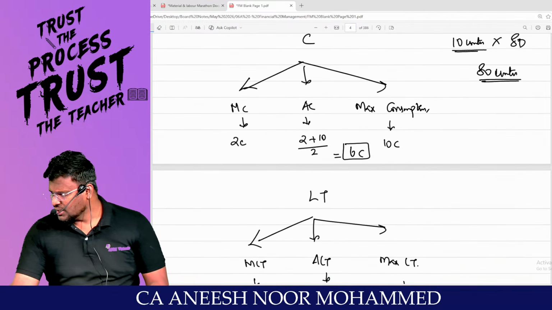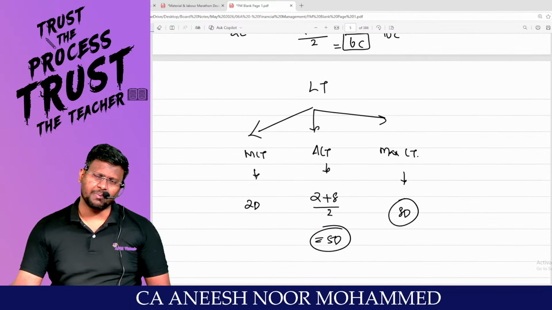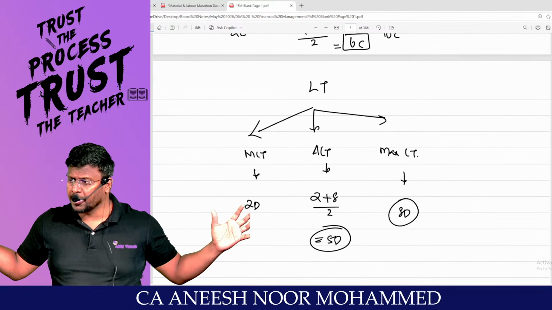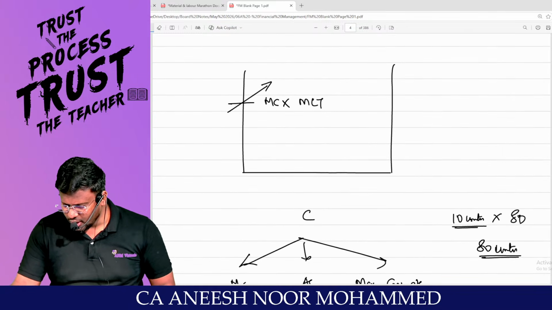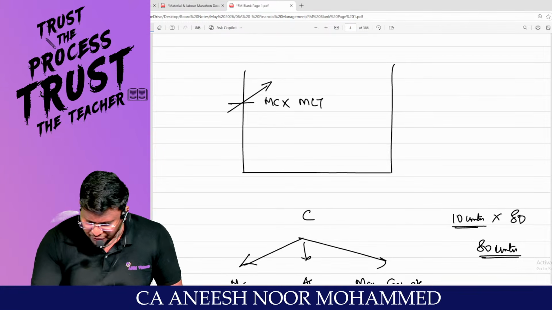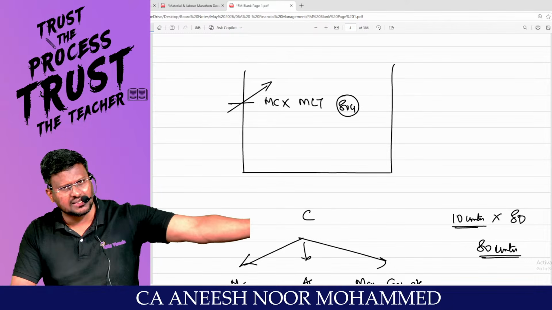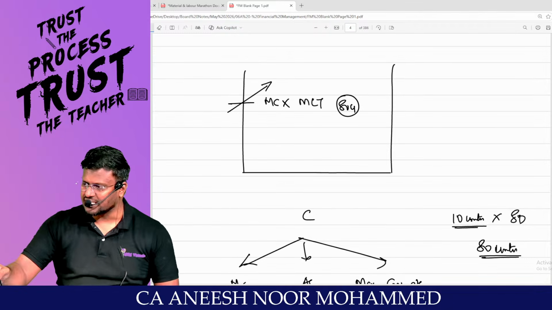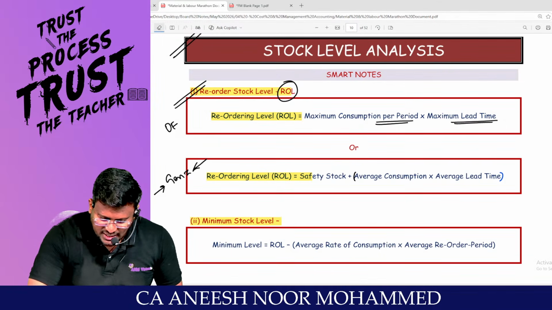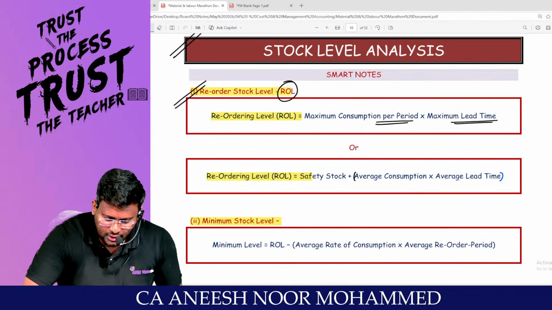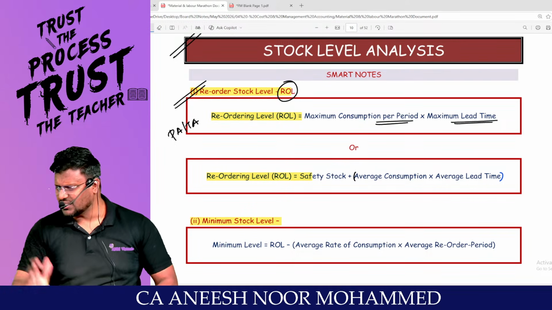And assuming, you just think of a situation: you call your supplier and the supplier is taking a long time. What is the maximum time he will take? 8 days. So 10 into 8 comes to 80 units. So if 80 units are there in your bin, let the factory consume max, let the supplier take max, still my production will not stop. That's what the traditional approach, the parents' approach, is all about: you take maximum consumption into maximum lead time.